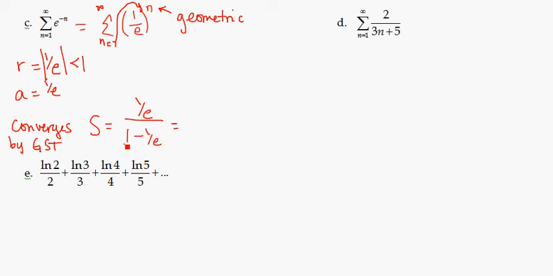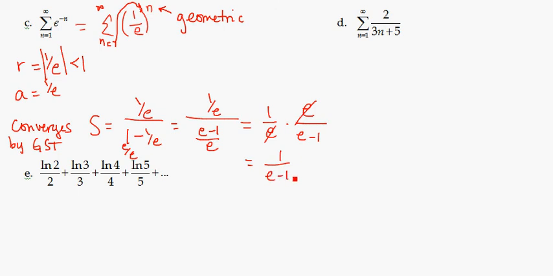So I can think of that as (1 over e) over (1 minus 1 over e). So e minus 1 over e to get a common denominator. So 1 over e times e over e minus 1. So this series converges to 1 over e minus 1.